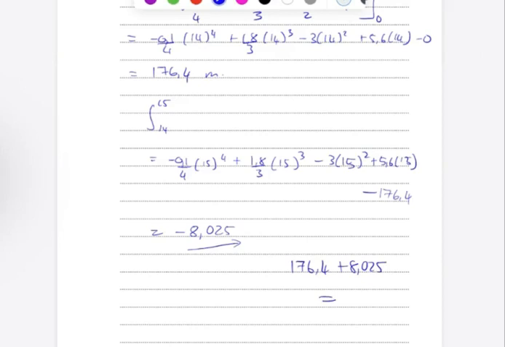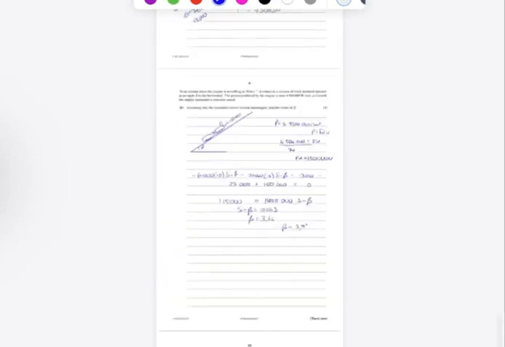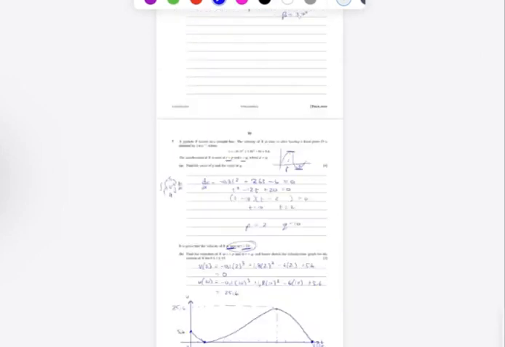And that comes because of the word distance. Okay, so my final answer is 184,425. I'm going to use all of my numbers because it's an exact value. It stops, so I'm going to use that exactly. Okay, and that is the whole paper.